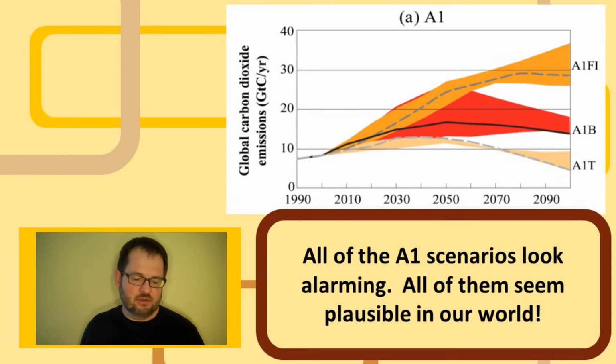All of these A1 scenarios look pretty alarming. All of them involve emitting a heck of a lot more carbon before things get better, if it ever gets better, in terms of how much emission. All of them sound, frankly, pretty plausible. Okay, I don't know that I think it's all that unlikely that we're just going to keep finding more and more fossil fuels, and we're going to find technologies to get fossil fuels out of more and more nooks and crannies of the earth.